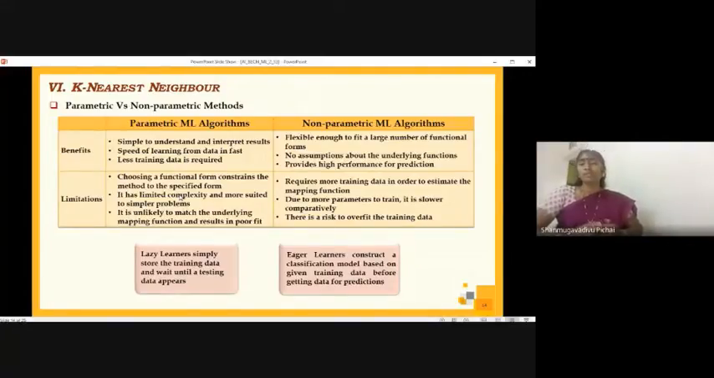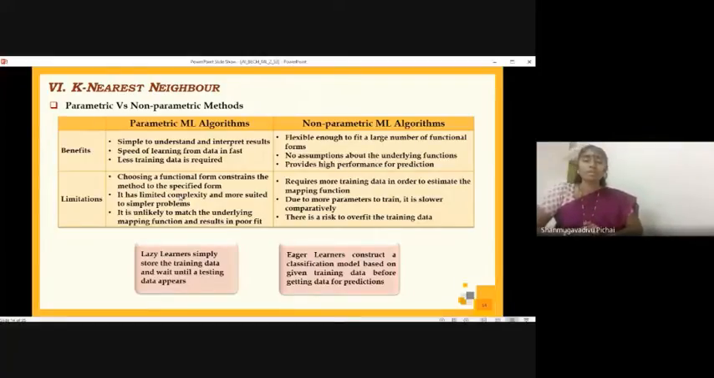Then it requires high performance for prediction, of course. The problem is a little complicated and the learning process is also difficult. So naturally, it has to exhibit better performance than the parametric machine learning algorithms for a complex problem. So this provides high performance for prediction.